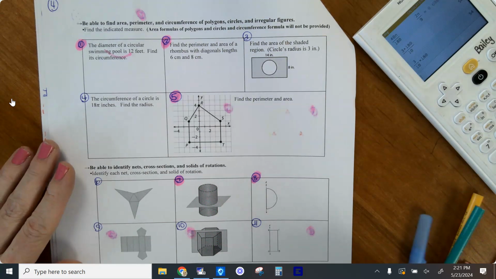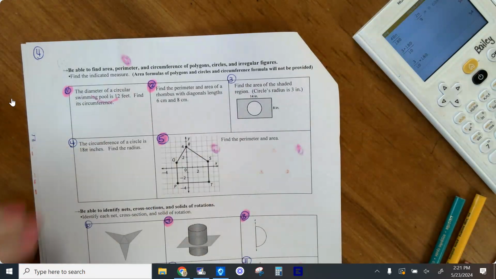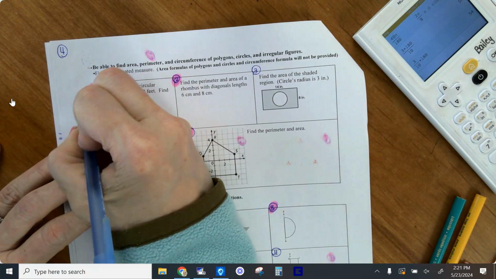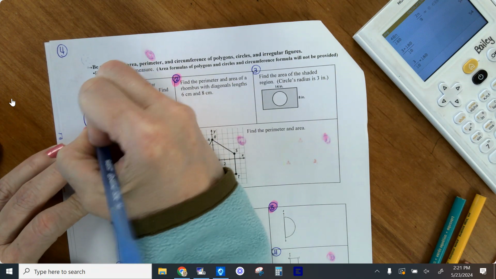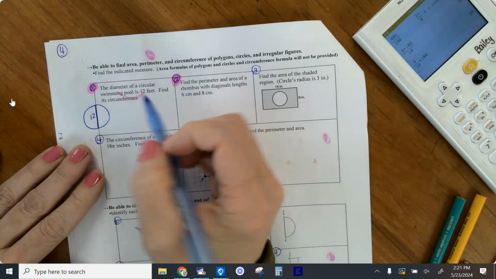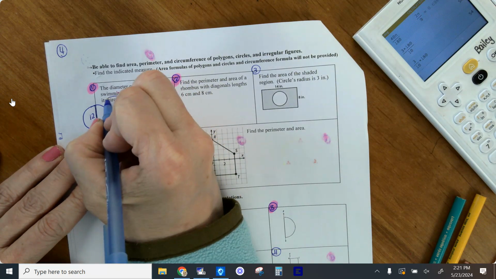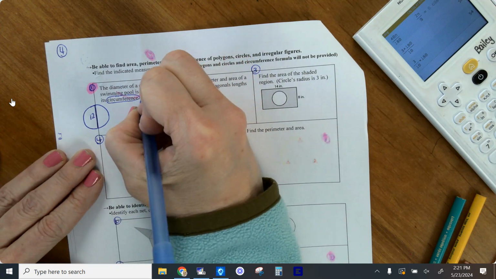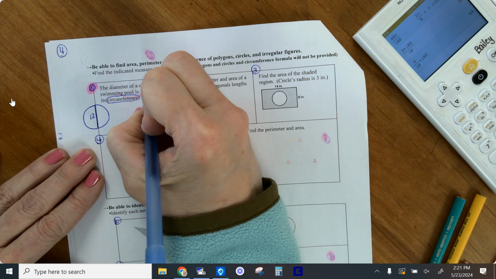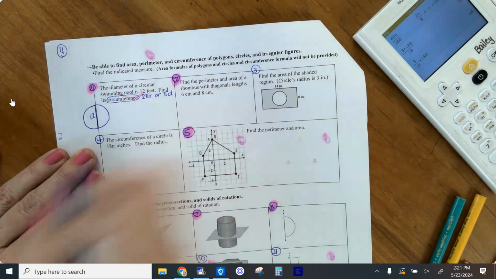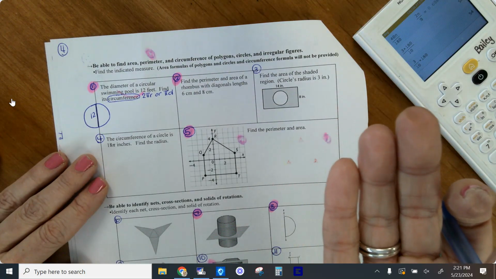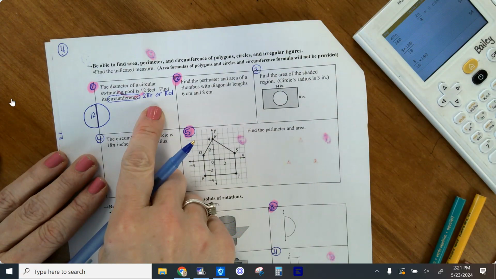So, find the circumference of a circular swimming pool. The diameter of a circular swimming pool is 12. Draw your swimming pool. And then this will be my diameter, and then that will be 12. It wants us to find the circumference. Remember that circumference is 2 pi r or pi times diameter. I've been given the diameter. Which one of these can I use?